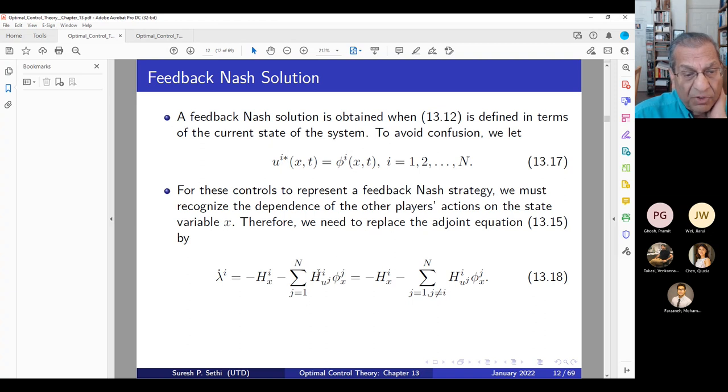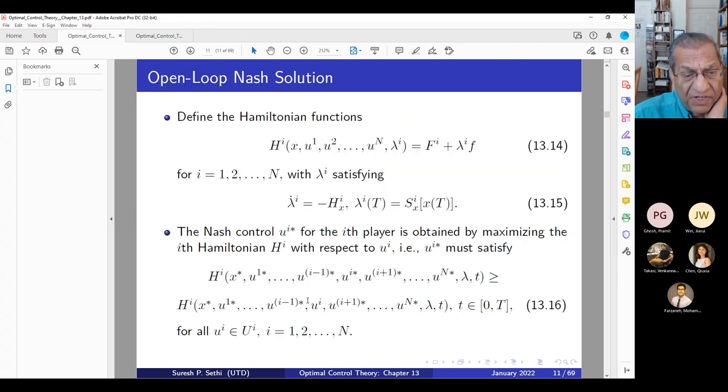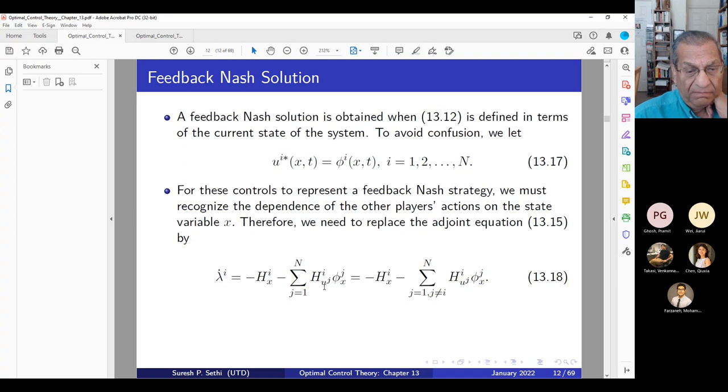this guy. Because take the H sub i, which is this, and take its derivative with respect to u j. And u j is a function of x, t, with the phi j here. So if I take the derivative of H i with respect to u j, I get phi, then I take the derivative of phi, the chain rule, I get phi j x. So by doing that, I actually have two terms in the lambda dot i. This makes it very complicated. So if you do a feedback, it's very complicated because this is not easy anymore to solve.